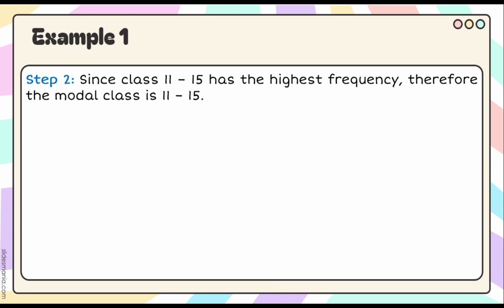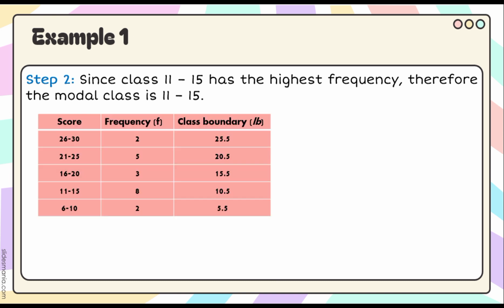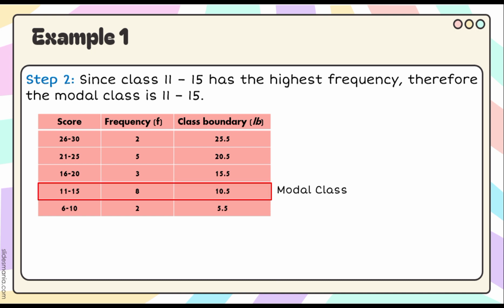Okay, for the second step in solving for the mode of grouped data, since class 11 to 15 has the highest frequency, therefore the modal class is 11 to 15. As you can see in our table, the highest frequency is 8, right? And 8 is located at the class interval of 11 to 15. That is why 11 to 15, with the highest frequency of 8, is our modal class.